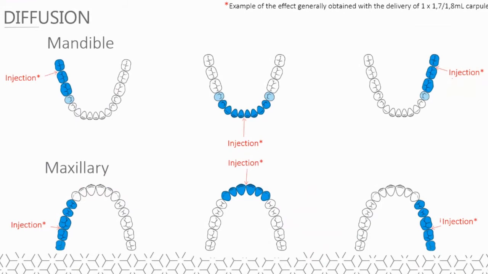The third parameter to take into consideration is the quantity to deliver and the diffusion. These images represent the effect generally obtained with the delivery of a 1.8 milliliter carpule. The effect of the diffusion of the same amount of product will vary depending on where and how much is injected. In the mandible, the diffusion is mainly mesial.